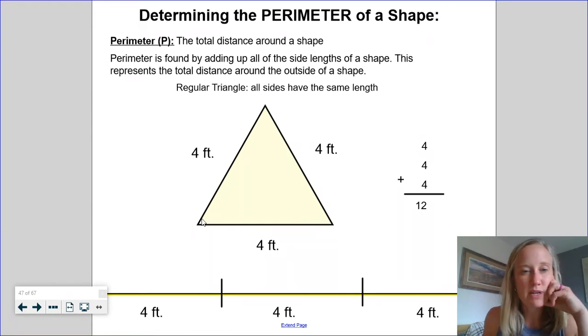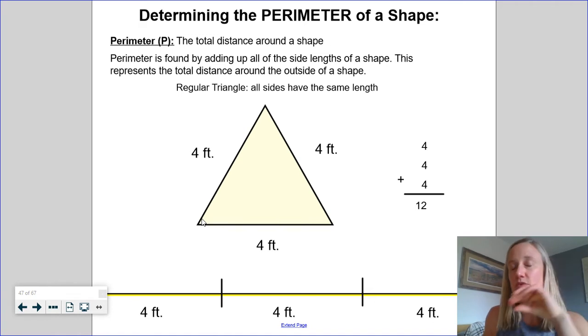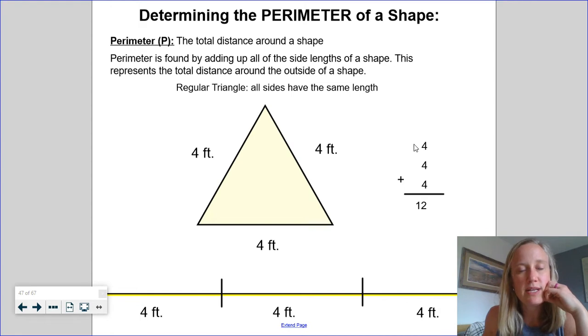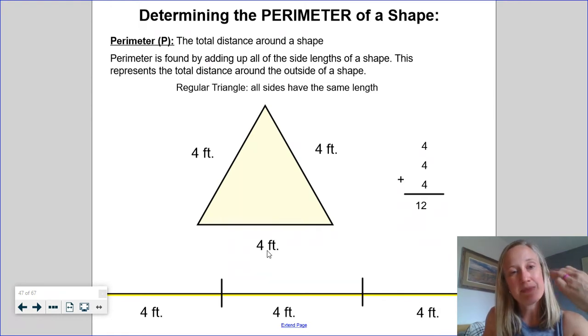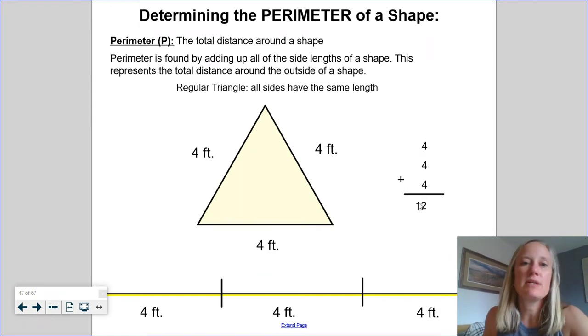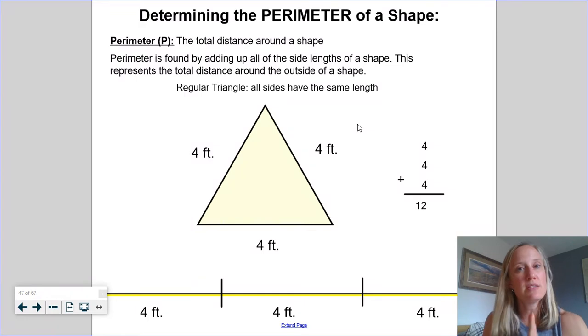Now, when you're dealing with regular polygons and you know that all sides are the same, basically you're going to be writing a repeated addition equation. Do you remember what you learned about repeated addition? You can also multiply, right? So if I have 4 plus 4 plus 4, that's 4 3 times. So then I can multiply 4 times 3, also get 12. You can do the addition, you can do the multiplication. Either one works when you're dealing with a shape that has all the same sides.